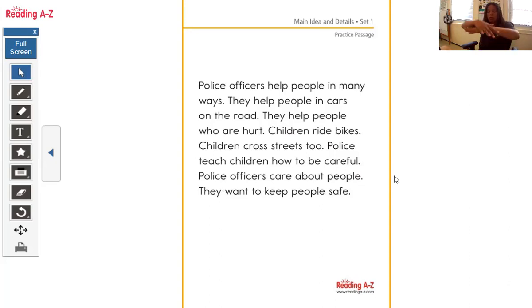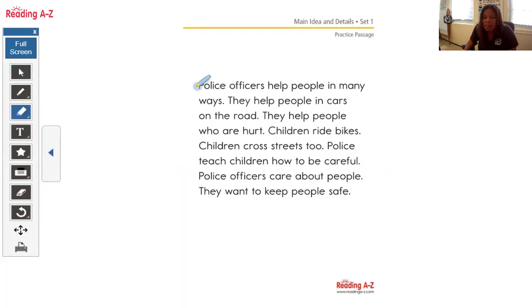So what do you think this whole passage is about? All right, so I want you to write your main idea in your notebook. So I want you to write what you think the main idea is of this passage. Okay, so the first thing I'm going to highlight is the very first sentence. Police officers help people in many ways. I keep seeing that word help over and over. Help, help, help. Teach is kind of similar to help. So I think that the entire passage is all about police officers helping people. That's the main idea. Now we have to find some supporting details or examples that back up.